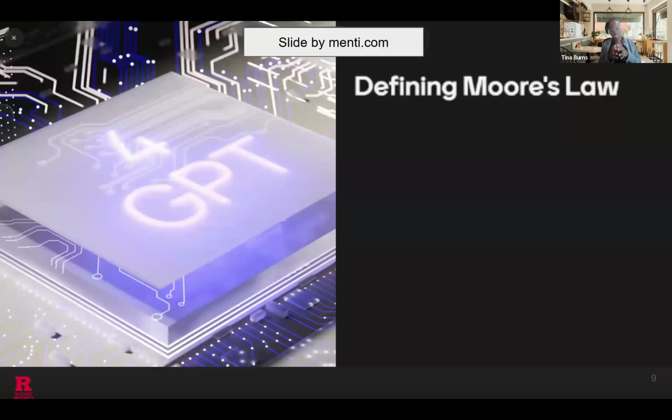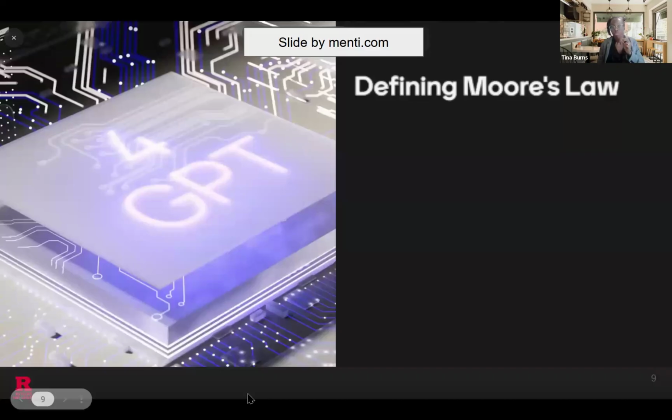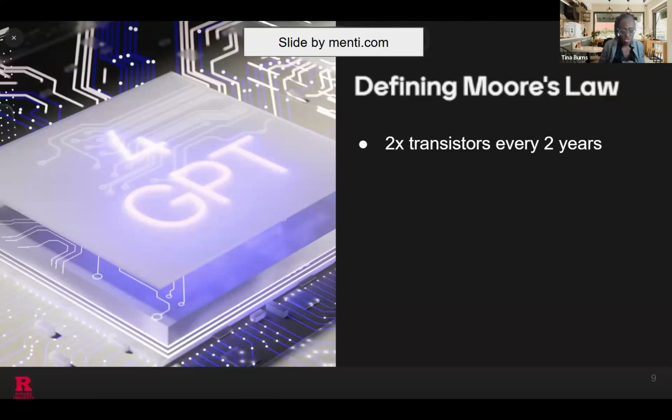So one of the things that you want to consider with that is something called Moore's Law. Now, I talked about this: how much power does a process require, and how long can my computer run, right? So Moore's Law is a concept that discusses basically transistors, right? The basics of this concept is that he estimated that transistors will double every 2 years.